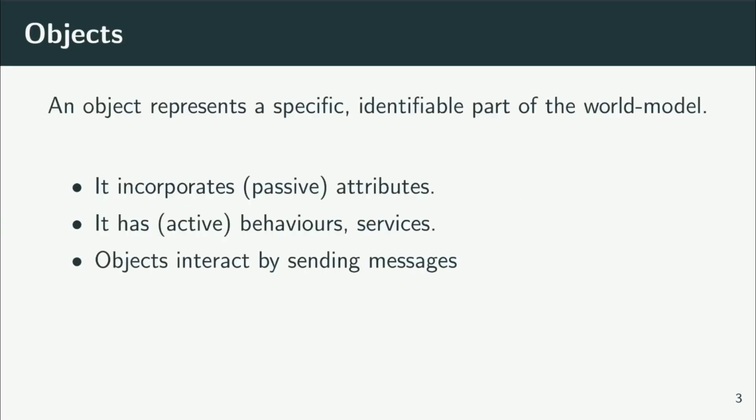An object represents a specific and identifiable part of your world model. This means it has some passive attributes, it has some active behaviors and services to other objects, and it can send and receive messages from other objects. In Java, what this looks like is the attributes are often just variables. The behaviors and services offered to other objects are methods, and sending messages to objects corresponds to calling methods.